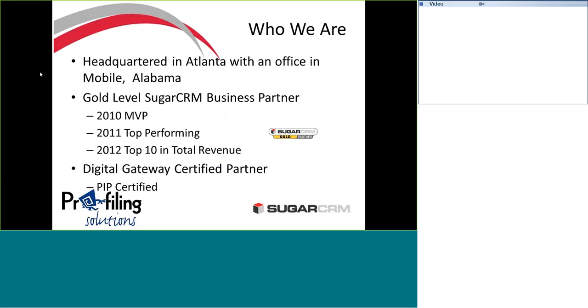Profiling Solutions is headquartered in Atlanta, Georgia. We are a gold business partner with SugarCRM, a SugarCRM business partner for a little over 3 years, and have won awards with Sugar each year. Our integration with eAutomate is PIP certified. We are using the Digital Gateway web service to be able to transfer information from eAutomate to SugarCRM.